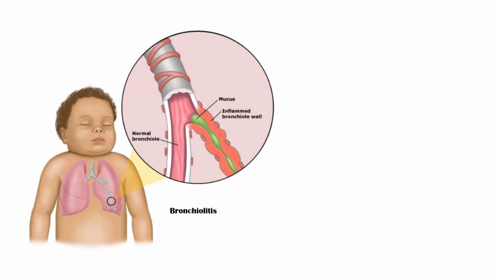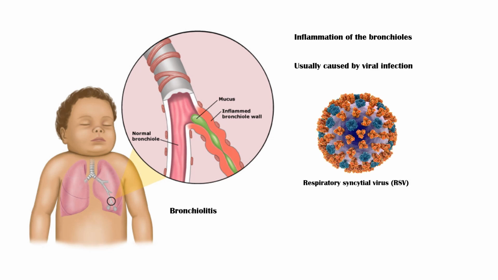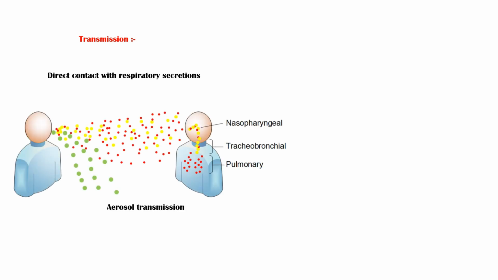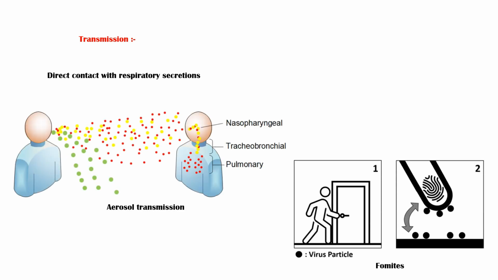Bronchiolitis is a condition characterized by inflammation in the bronchioles of the respiratory system. It is usually caused by a viral infection, with respiratory syncytial virus being the most common causative organism. Infants of age less than 1 year are commonly affected, and in most cases, the disease is self-limiting. The disease is mainly transmitted through direct contact with respiratory secretions. In addition, aerosol transmission and transmission through fomites are also possible.